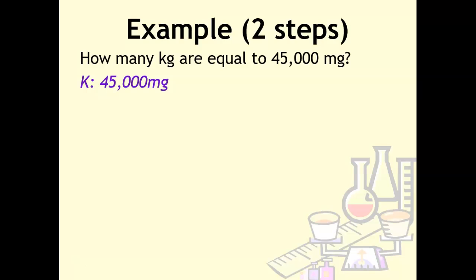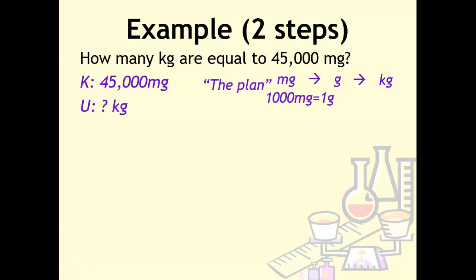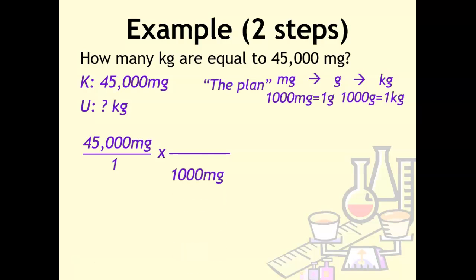Now a two-step example. How many kilograms are equal to this many milligrams? The plan is going from milligrams to grams to kilograms. It takes 1,000 milligrams to 1 gram, but it also takes 1,000 grams to 1 kilogram. So here's what we're given. It goes over 1 times, what's on the top goes on the bottom. You see the milligrams and milligrams. The 1 goes up here for the grams. And then you cancel out the milligrams.